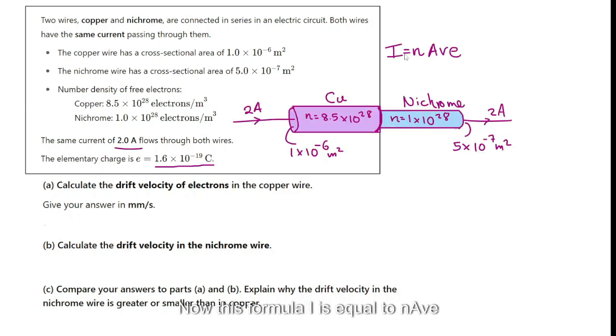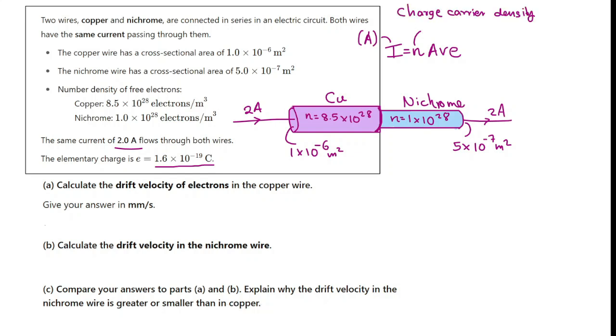Now this formula I = nAvE is connected to drift velocity. I is the current measured in amps, and n is the charge carrier density. This is the number of free electrons or free charge carriers per cubic meter. When it says copper has a charge carrier density of 8.5 times 10 to the power of 28 electrons per cubic meter, that tells the number of free electrons in the metallic bonding. Nichrome has a slightly lower number.